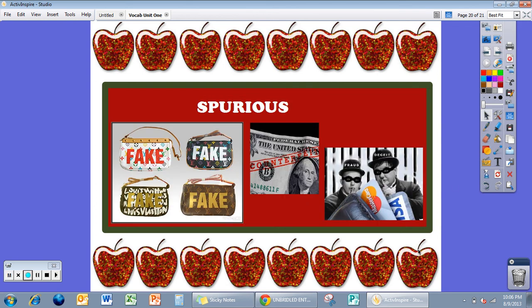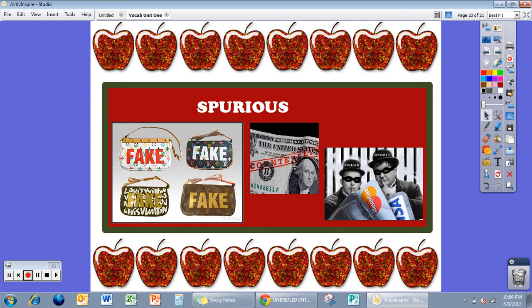All right, spurious. Spurious is an adjective, means not genuine or valid. So over here on the left, we've got our little fake designer bags, Louis Vuitton, or I don't even know what some of these are. But we've got some fake designer bags, and they've got fake written all over them because they're not real.